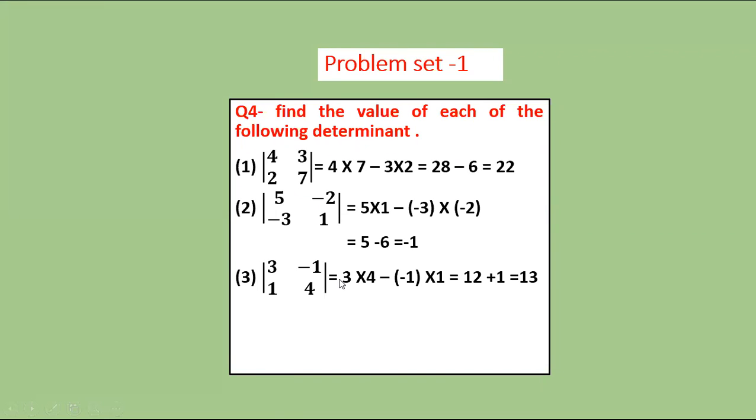To find the value of this determinant, 3 multiplied by 4 minus minus 1 multiplied by 1, minus into minus is a plus. 12 plus 1 is equal to 13.